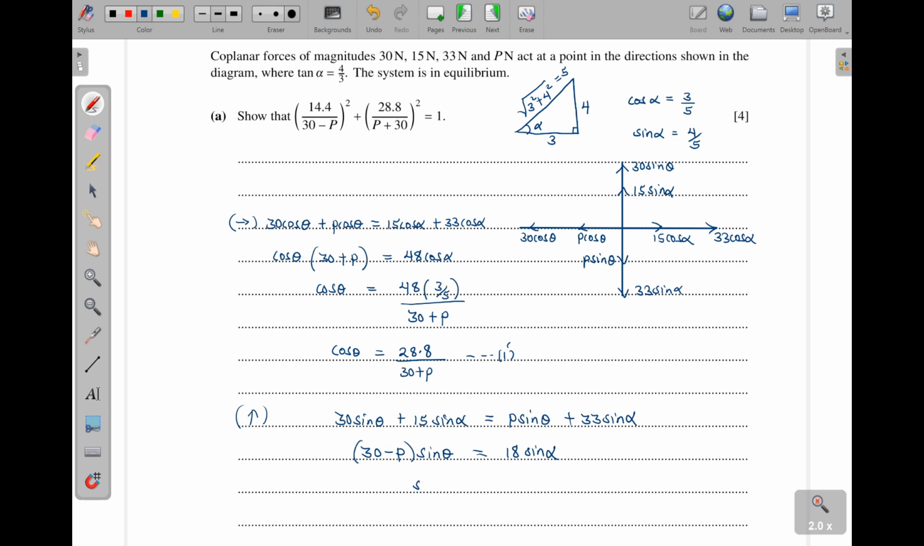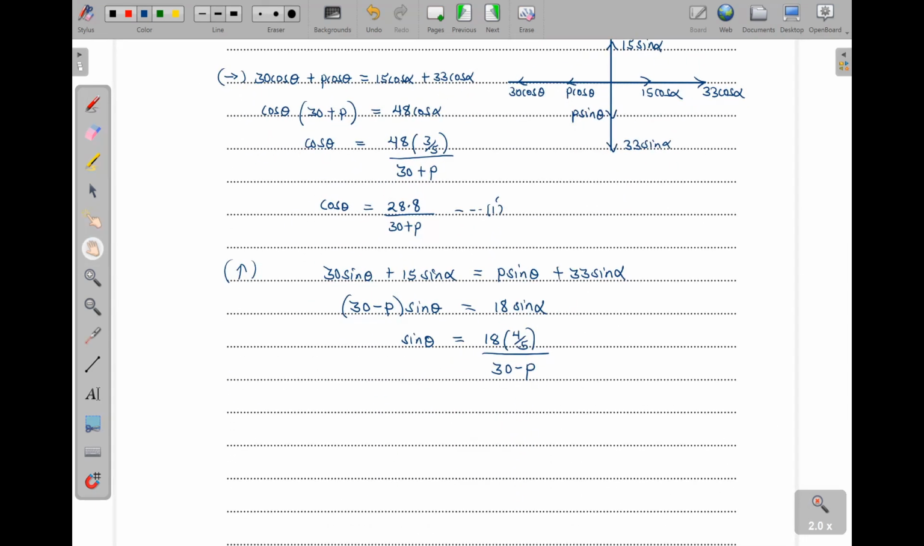So meaning sine of theta is going to be equal to 18 times sine of alpha. Remember we have it as 4 over 5. So we shall put here 4 over 5, and then we divide by 30 minus p. So what is therefore our sine of theta? Simplified, sine of theta is going to be equal to, what do we get here? Then divide by 30 minus p. This will be our equation 2.